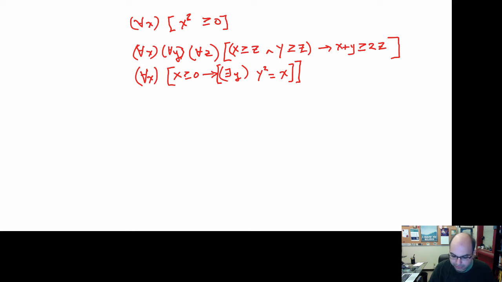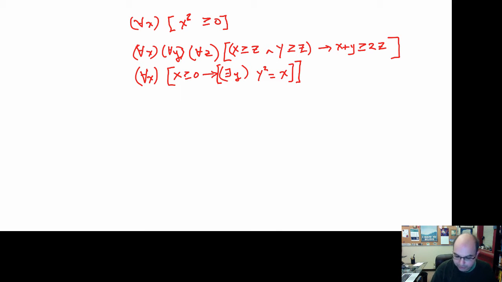Now here's another one. If I have three real numbers x, y, and z, for all x, for all y, for all z, if x is greater than or equal to z and y is greater than or equal to z, then their sum has to be greater than or equal to 2z. Okay? Again, I'm pretty sure you'll believe that that's a true theorem.